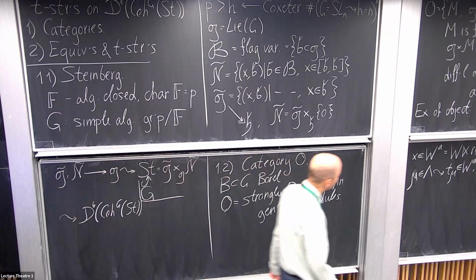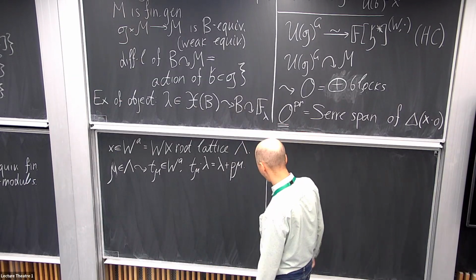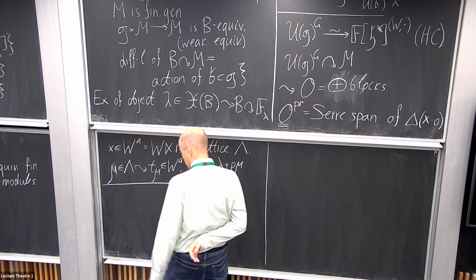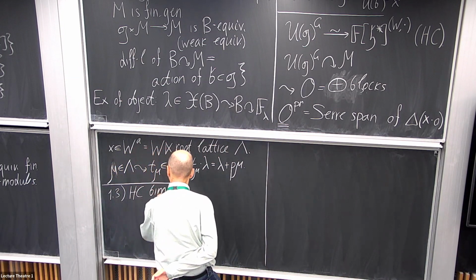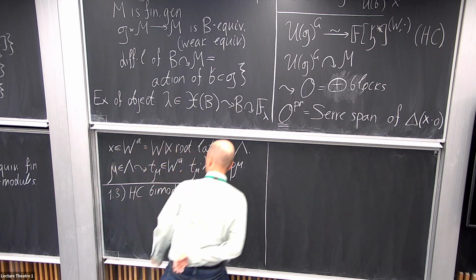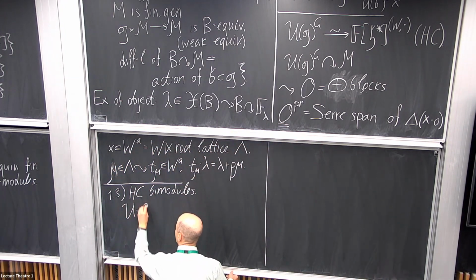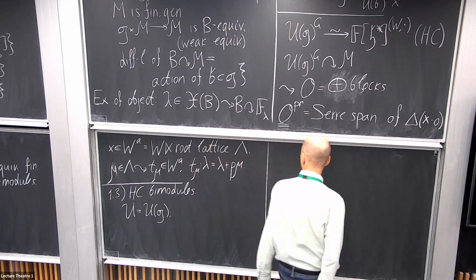So that's one of the representation theoretic categories that I'm going to care about. Another category that I'm going to care about is the category of Harish-Chandra bimodules. So let me introduce the shorthand. Small u is going to denote the universal enveloping algebra. And then I will need its quotient, the so-called trivial central reduction.